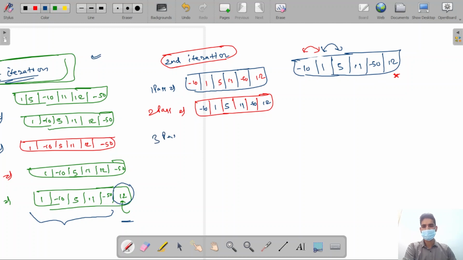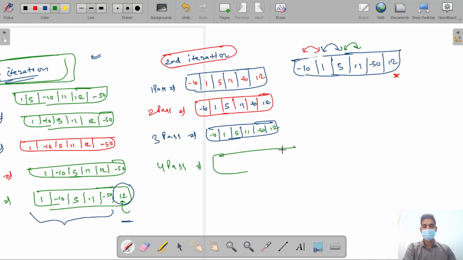Third pass: 1, 2, 3, 4, 5 and 6. In this, these two values will get compared, 5 and 11. 5 is smaller than 11, so they are in correct position. Minus 10, 1, 5, 11, minus 50, 12. Fourth pass: 1, 2, 3, 4, 5, 6. 11 will get compared with minus 50. 11 is greater than minus 50, so we have to swap.